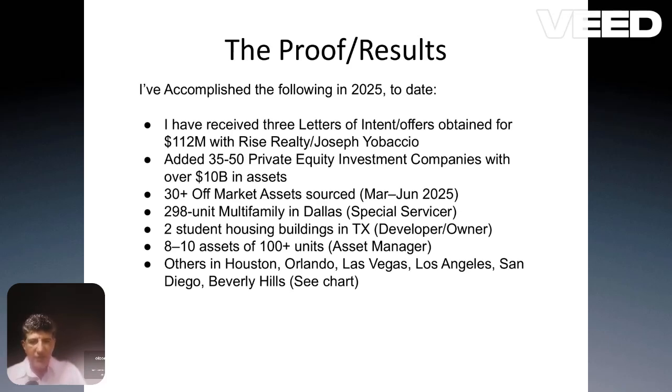And I also have put in 35 to 50 private equity investment companies, and combined, they have over 10 billion in assets that they already own. Cumulatively, I have buyers that are looking to spend 500 million to 1 billion. I've sourced at least 30 off-market assets just since March alone, and some of that's in the following slides.